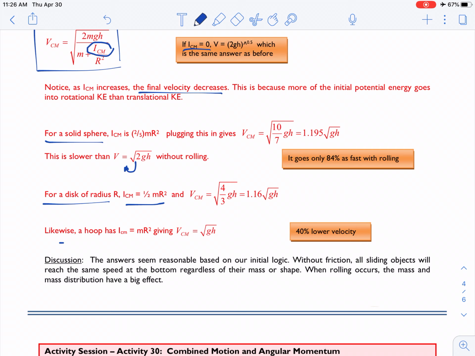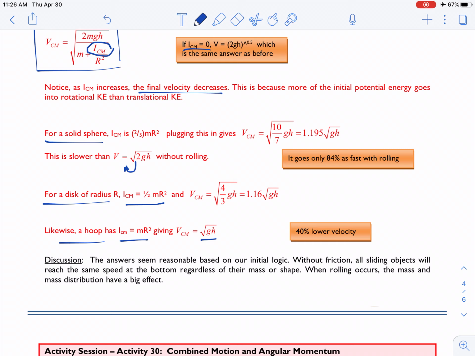And try more, think about a hoop. Now we have the inertia of the hoop as mr squared. Now you get gh, it's even less. So in this case, 40% lower velocity. So the answers seem reasonable because we were thinking about getting less velocity when there was rolling, and we found that. Without friction, all sliding objects will reach the same speed at the bottom regardless of their mass or shape. When rolling occurs, the mass and mass distribution have a big effect, and it depends on the shape.